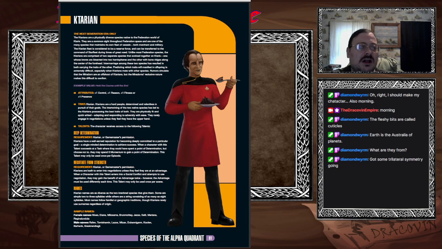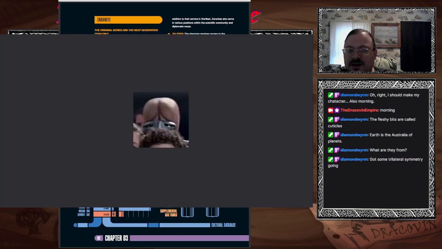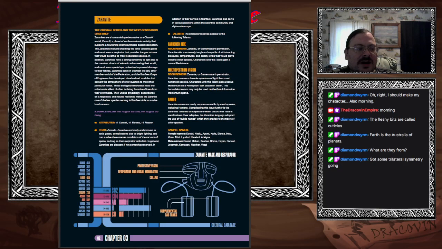The Ktarians. And it looks like we end with the Zaranite. Let's look up what a Zaranite looks like. I do not know a Zaranite off the top of my head. There it is, Zaranite. Okay. Well, let's show some pictures here of a Zaranite. There aren't any good pictures of a Zaranite. Here's one. It's not a really great picture.